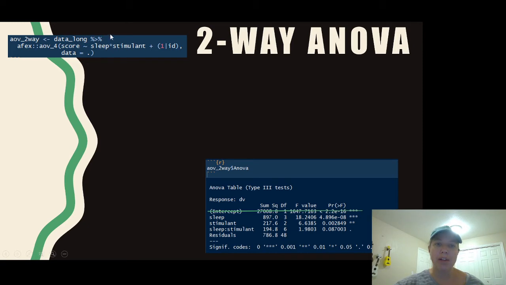One thing I want to point out: in our formula, we use the asterisk between the sleep and stimulant variable names, but in our table between sleep and stimulant, we see a single colon. So R knows we like to be lazy. The single colon is really the way we state an interaction. But if you put an asterisk instead, then it's a shortcut for saying, I want both of the main effects and the interaction. So that's what our table looks like.